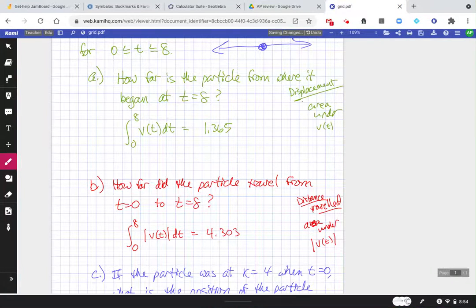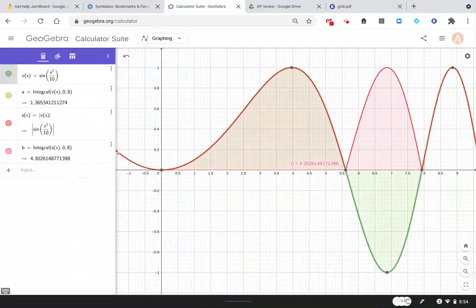Well, the green one, remember, was including a sign. So the green one was saying, hey, we're going to go up for a while. The particle's going to go to the right along the x-axis for a while, and then it's going to come back to the left. But the red one says, if I really want to know exactly how far that is, take the sign off of the velocity and include just the speed. That's going to say it's going to go so many units to the right, and then it's going back. When it goes back to the left, we're going to add those units on, and that's going to make a total distance traveled of 4.303.